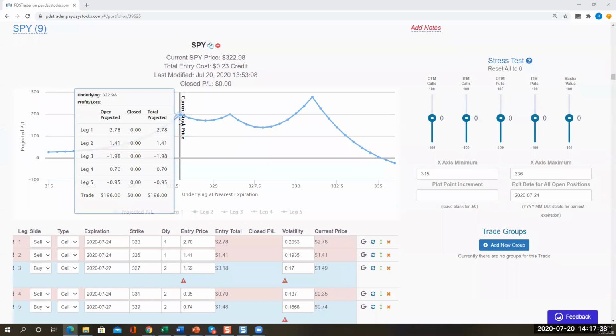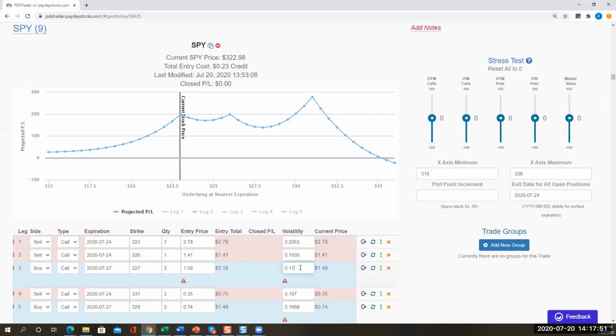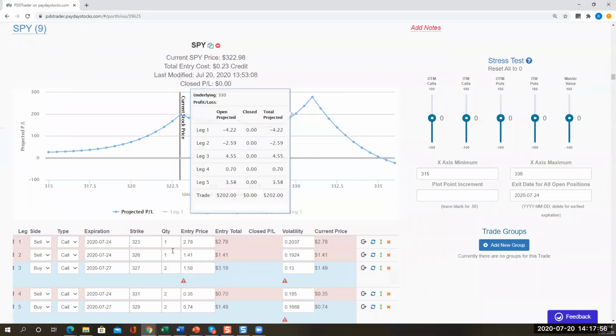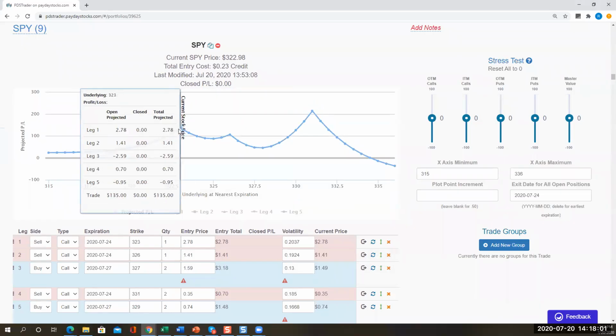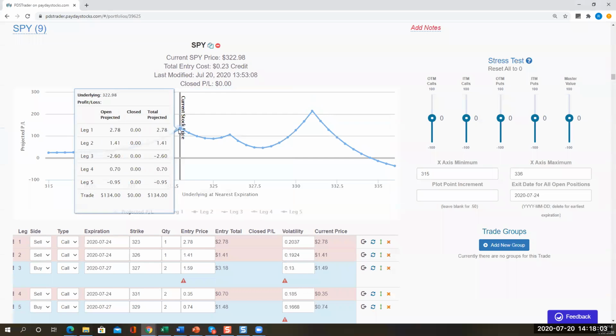So that one is probably not going to be accurate, because 323 will be 4 points out of the money. So I'm going to put that at 13. Now the projection is a loss of 260. That's a buck 30. Now it's projecting the longs to be at 30 cents, so that's probably pretty accurate.